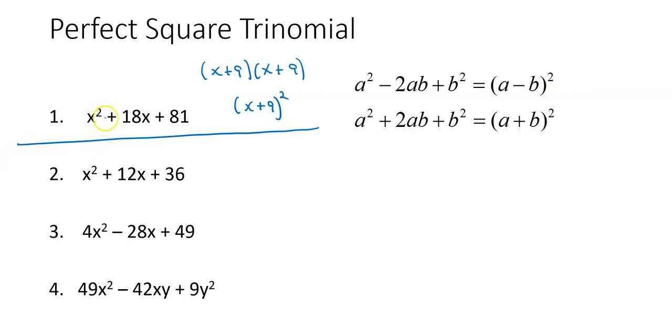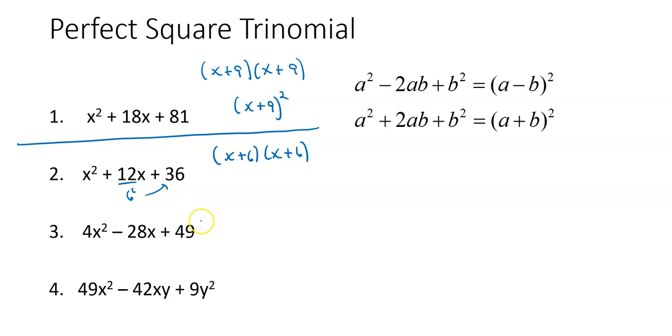So I can do the same thing for number 2. You notice the square root of 36 is 6. And if I write this as x plus 6 times x plus 6, I get x squared plus 6x plus 6x gives me 12x. And then 6 times 6 is 36. So again, the little trick was half of 12 was 6. 6 squared is 36.